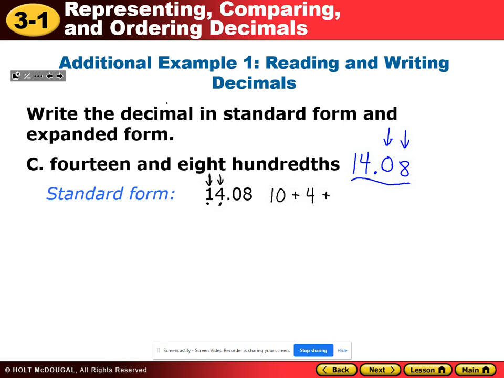Then I add. We don't have to worry about this one because it is a 0. Then we look at another non-zero, 8 hundredths. So how do I write 8 hundredths? Just like that. That now is expanded form.